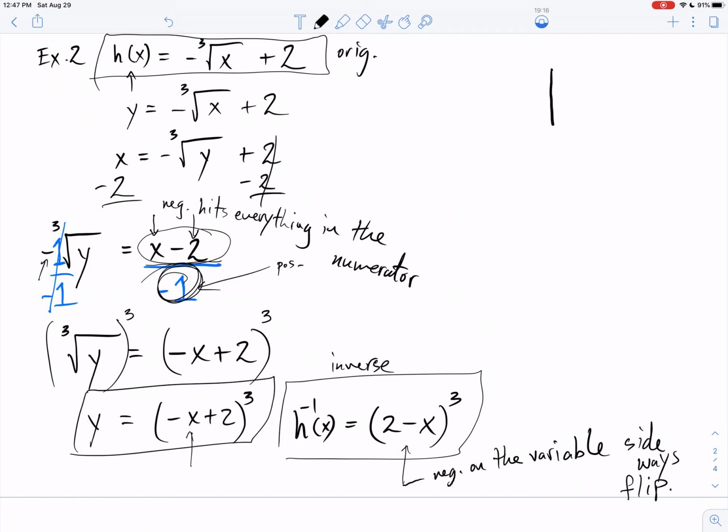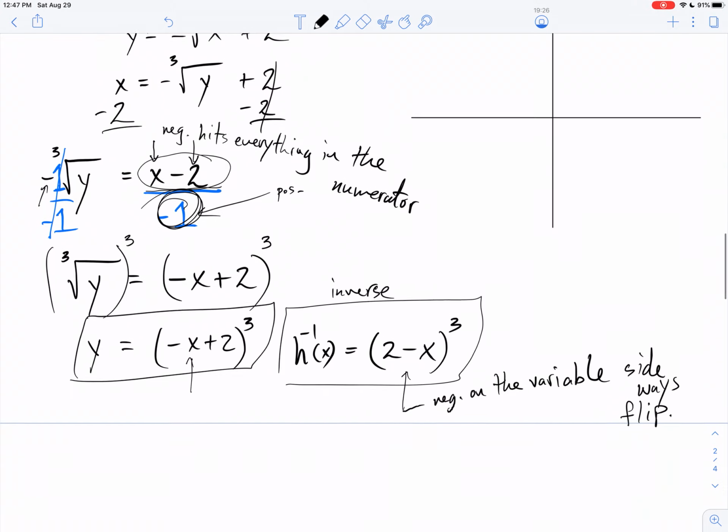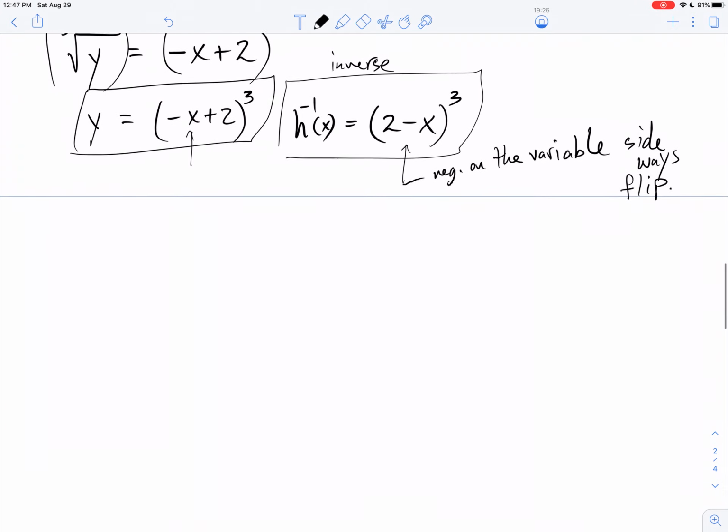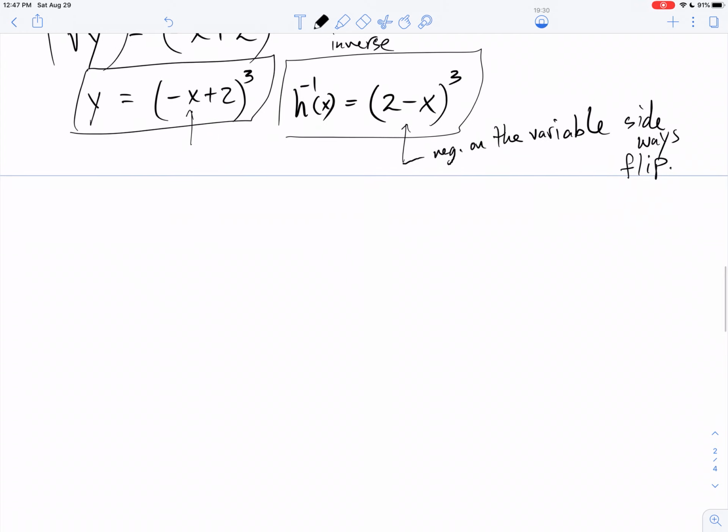But when we do come back, remember, I want you to find the inverse, then I want you to come back and graph it and check it. So I still haven't checked it yet, but let me show you about a sideways flip. I'm going to come down here a little bit. So here we go. If I have this function here, and I'm telling you, the negative's on the variable, it's going to be a sideways flip.